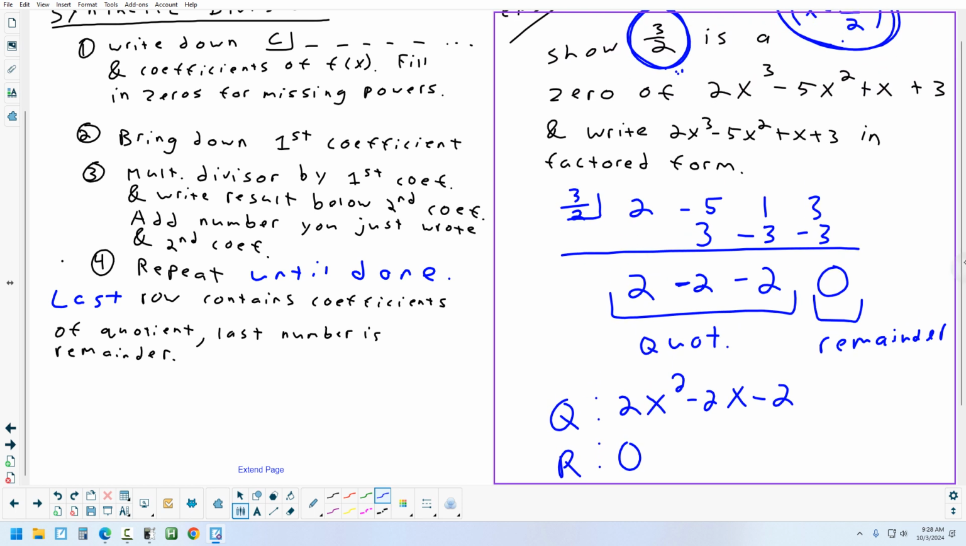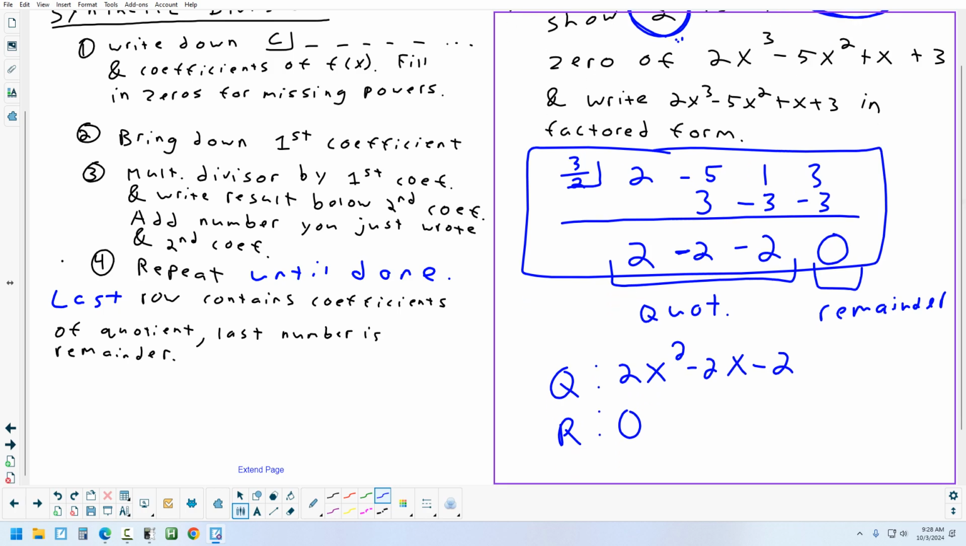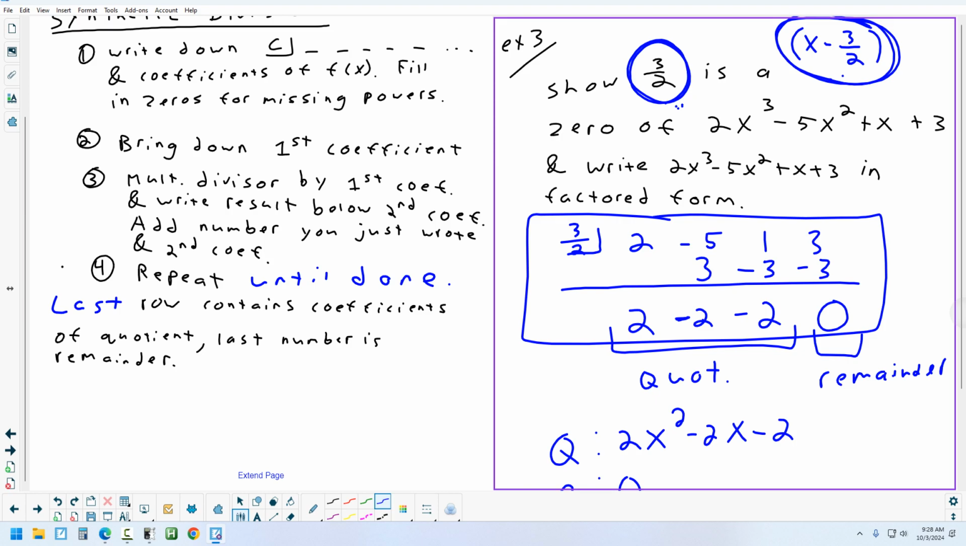Right? So the nice thing about synthetic division is it's a little bit faster and it takes up less space. Once you set up your initial problem, everything in terms of your work is going to fit in a box like that. All right, so now it says to show that 3 halves is a 0, and I've done it. I showed that x minus 3 halves is a factor.